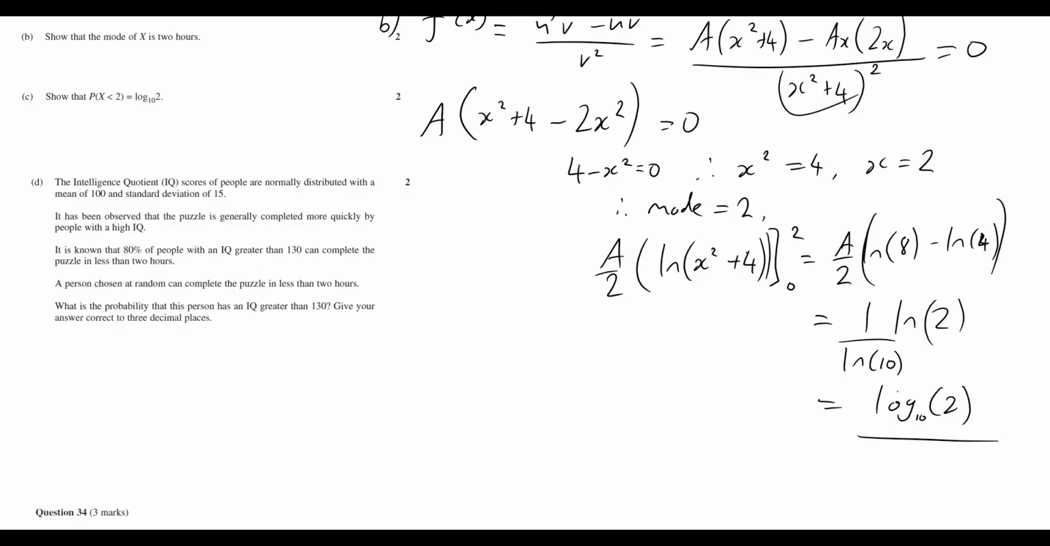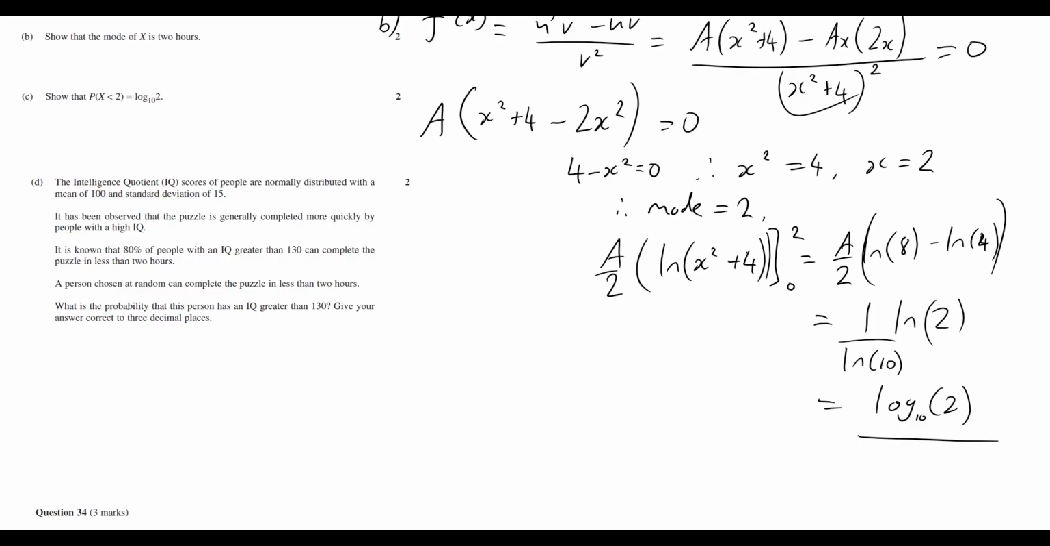All right, now part D. The intelligence quotient, IQ, scores of people are normally distributed with a mean of 100 and a standard deviation of 15. So it has been observed that the puzzle is generally completed more quickly by people with a high IQ. It is known that 80% of people with an IQ greater than 130 can complete the puzzle in less than 2 hours. A person chosen at random can complete the puzzle in less than 2 hours. What is the probability that this person has an IQ greater than 130? Give your answer correct to 3 decimal places.